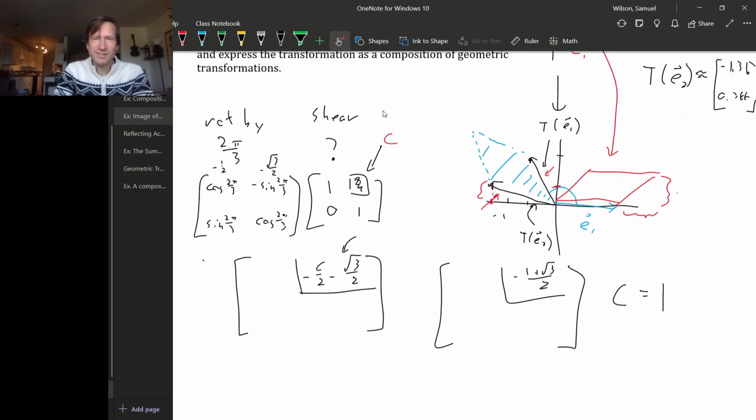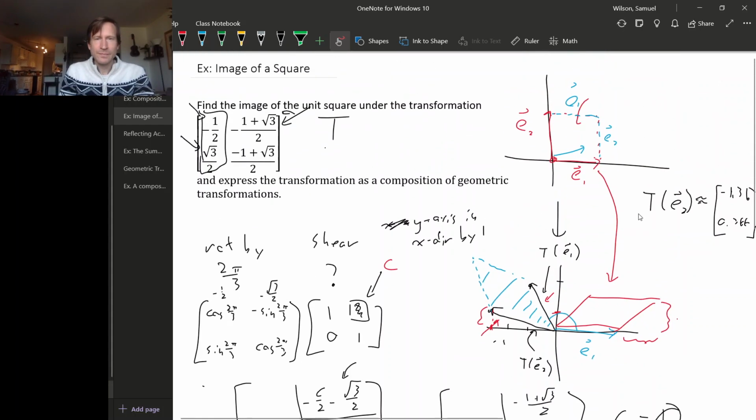So this shear is actually shearing the y-axis in the x direction by 1, because we got a 1 here. So this linear transformation is first this shear and then this rotation.